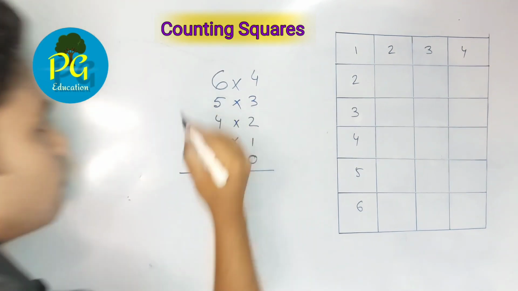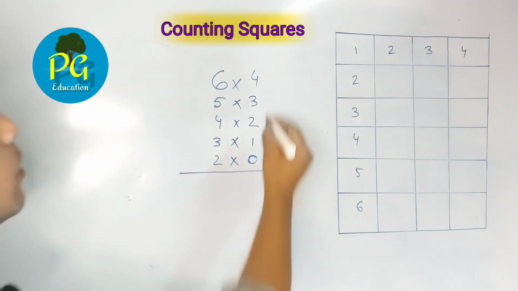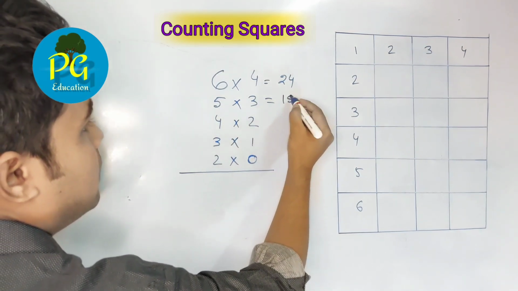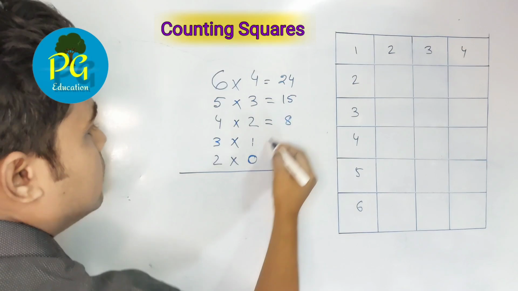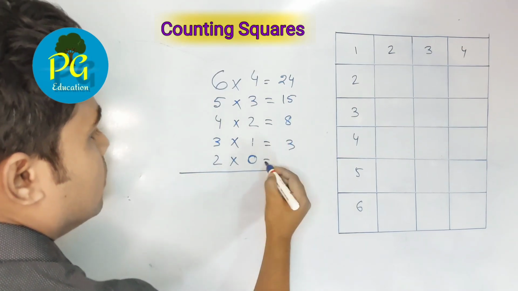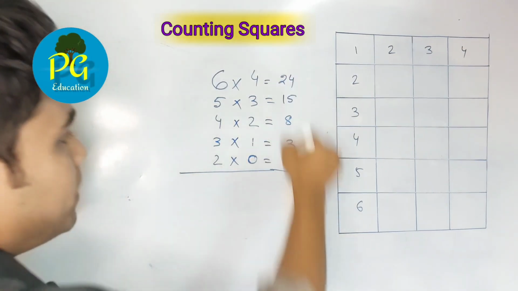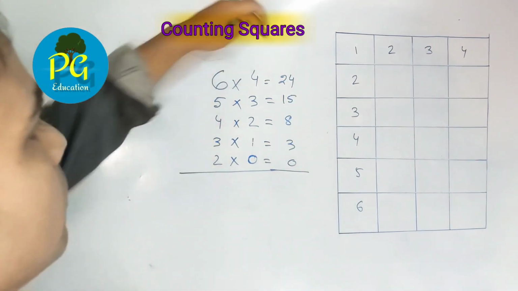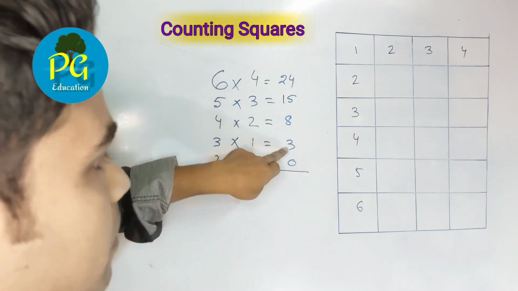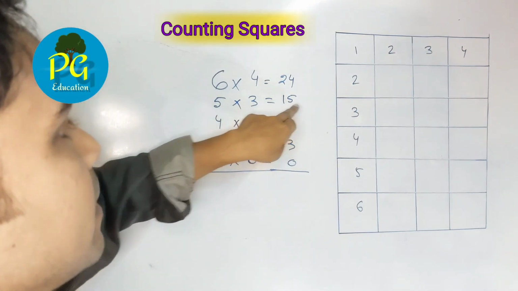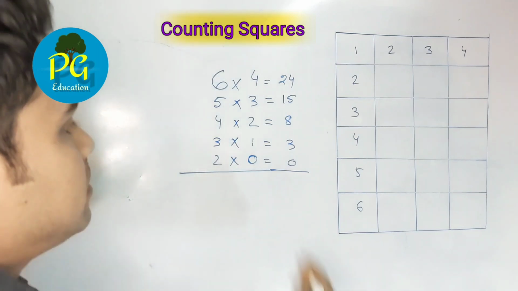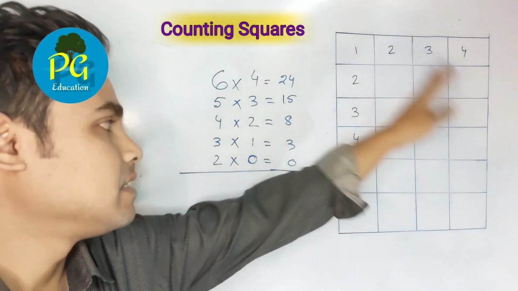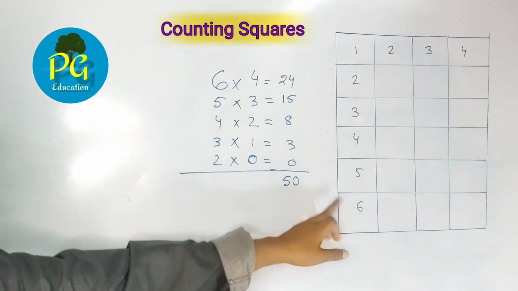Now we will calculate. Okay, 6 into 4, how much? 24. 5 into 3, 15. 4 into 2, 8. 3 into 1, 3. 2 into 0, 0. So how many squares are there? Now you add: 8 plus 3, 11. 11 plus 15, 26. 26 plus 24, it is 50. So in total there are 50 squares in this diagram.